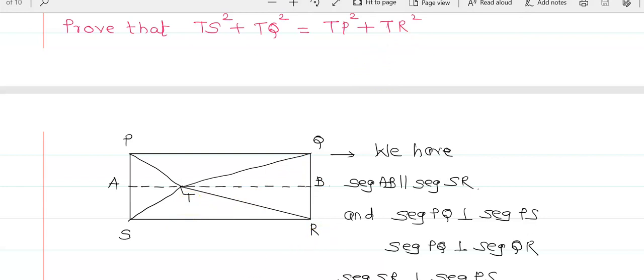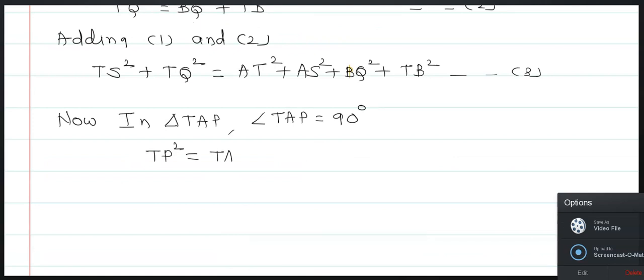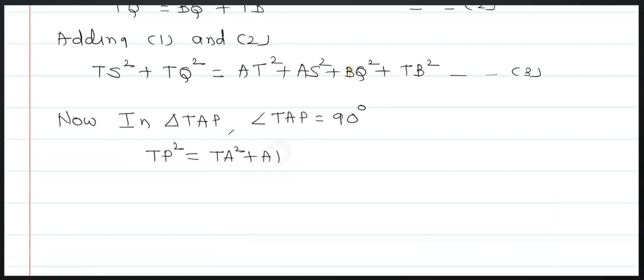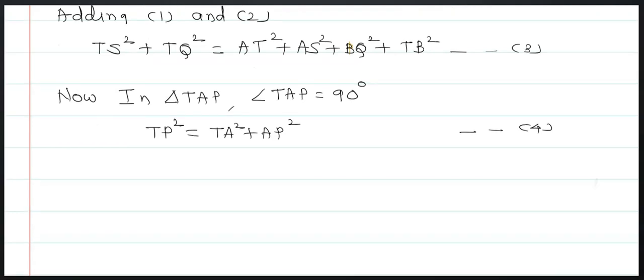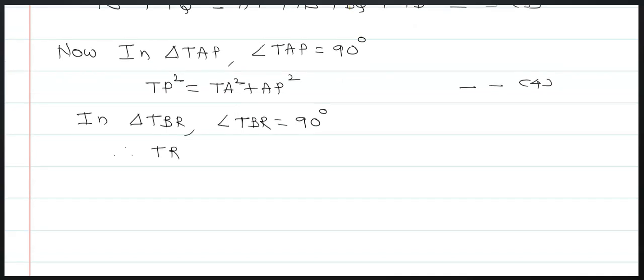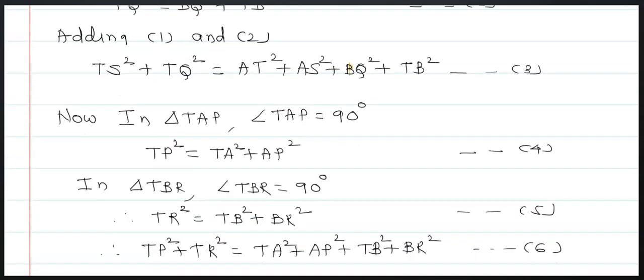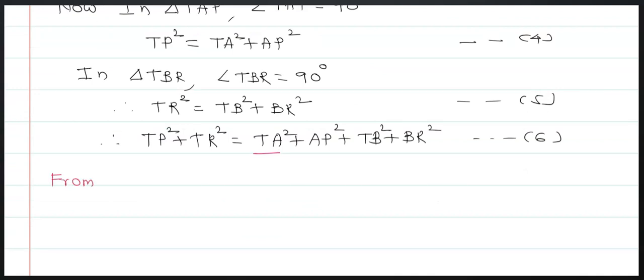Now see this here. TP square is equal to TA square plus AP square. This is the fourth one. In TBR, TR square is equal to TB square plus BR square. This is the fifth one. Now TP square plus TR square is equal to TA square plus AP square plus TB square plus BR square. This is number 6.